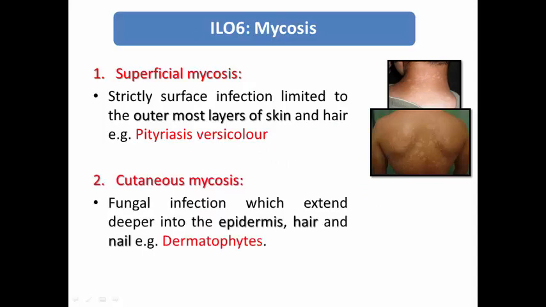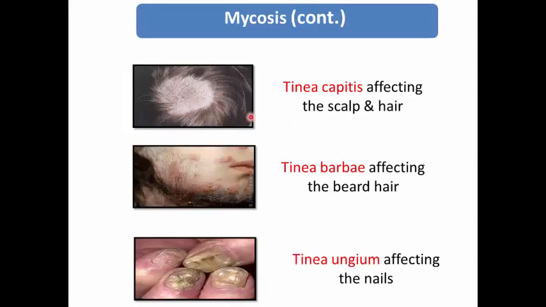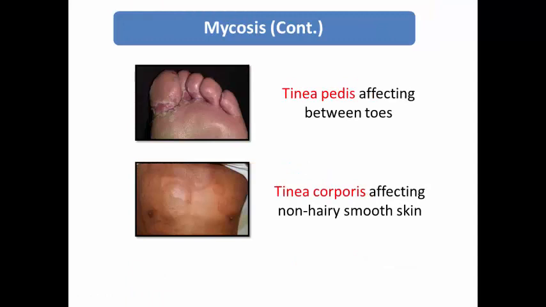Cutaneous mycosis: the infection extends to the epidermis, hair, and nail. It's deeper than the superficial. Example, dermatophytes. For example, Tinea capitis, which affects the scalp and hair. Tinea barbae, which affects the beard hair. Tinea unguium, which affects the nail. All of these are examples of dermatophytes.